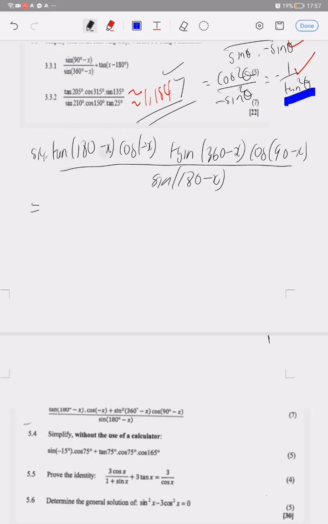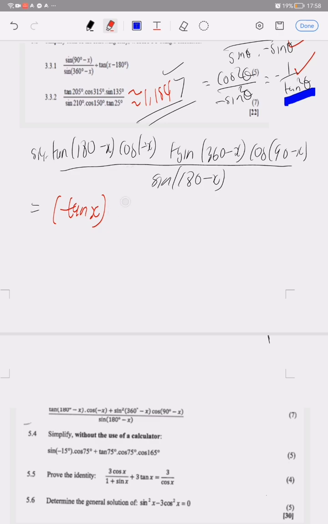So 180 minus x, which quadrant is that one? It is in the second quadrant, therefore tan is negative, so it's negative tan x. So if you don't understand this, guys, go to part 4. Yes, I think it's part 4 if I'm not mistaken. Go to introduction to trigonometry, part 4. All right.